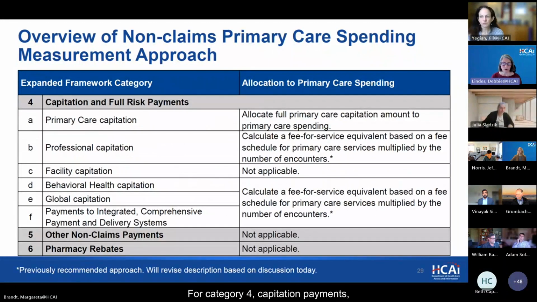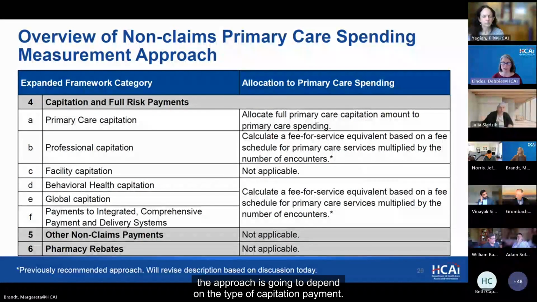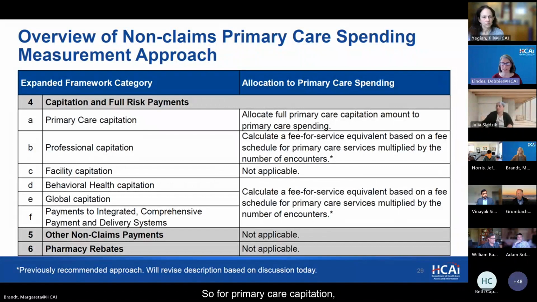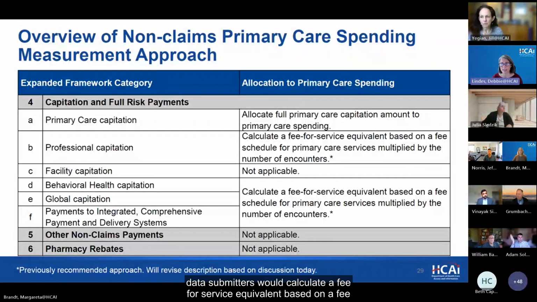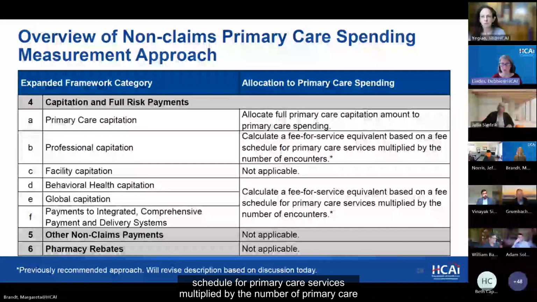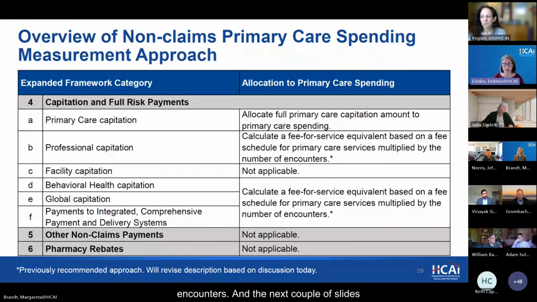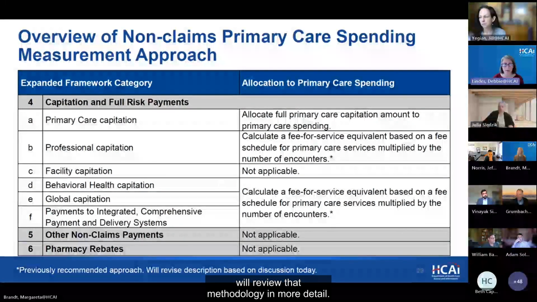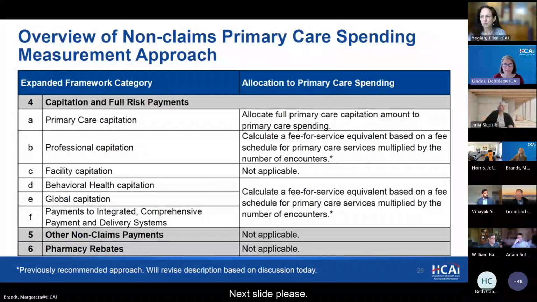For category 4, capitation payments, the approach is going to depend on the type of capitation payment. For primary care capitation, 100% of that is allocated to primary care. For other capitation payments, data submitters would calculate a fee-for-service equivalent based on a fee schedule for primary care services multiplied by the number of primary care encounters. And the next couple of slides will review that methodology in more detail. Next slide, please.